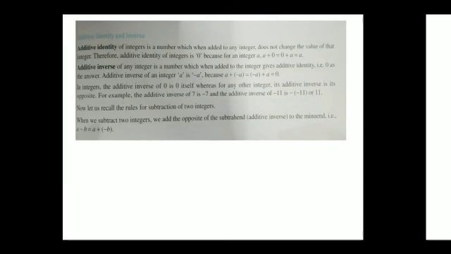Additive identity: it is a number which, when added to any integer, does not change the value of the integer. Like a plus 0 is equal to 0 plus a. The answer will be a. If we talk about additive inverse, the most basic example is, the inverse of a is minus a, the inverse of minus b is b. If we take minus 5, it is the inverse of 5. All right.